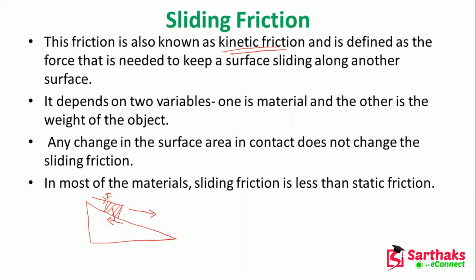Obviously, the weight of the object that will be acting here, this weight of the object, this is the mg, and this is very important. And another is the material. That means you are sliding an iron block or you are sliding some wooden block. So it depends on different types of material, because whenever we are sliding two surfaces, that is also very important: they are polished or not.